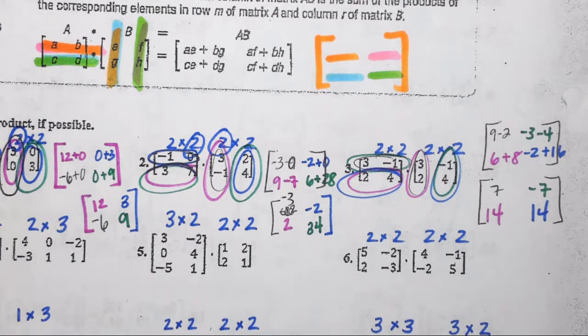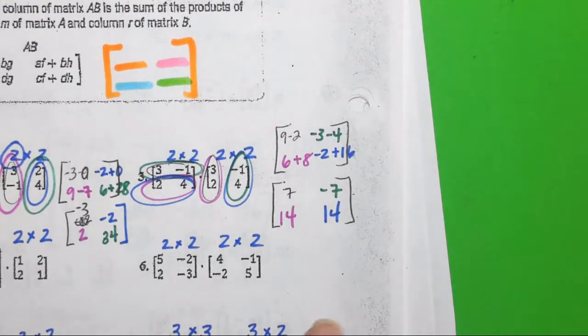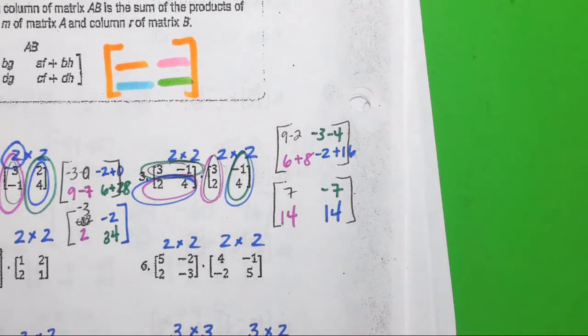Okay, on number 3, I got 7, negative 7, 14, 14. And then, did anyone mess up an entry they need me to go over? And then we'll do number 4, and then we'll talk about a way to make our lives easier. Well, theoretically easier. Depends on how tech savvy you are.